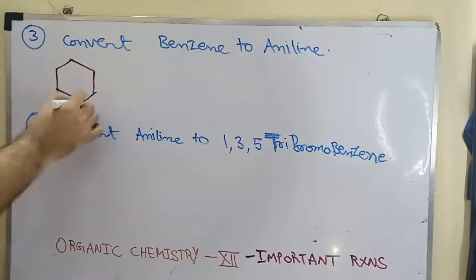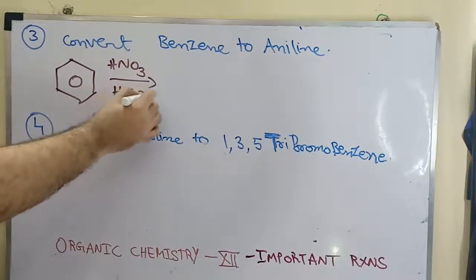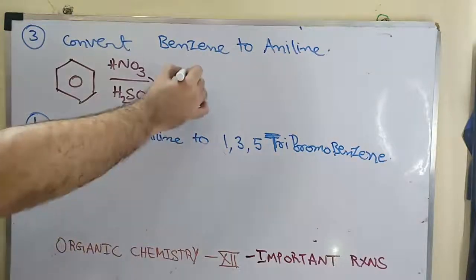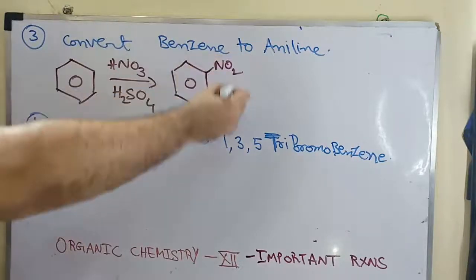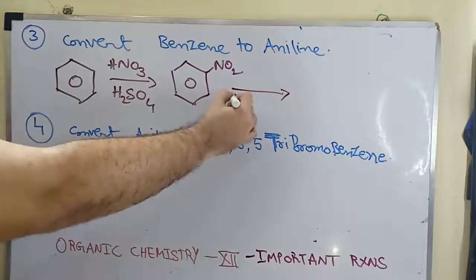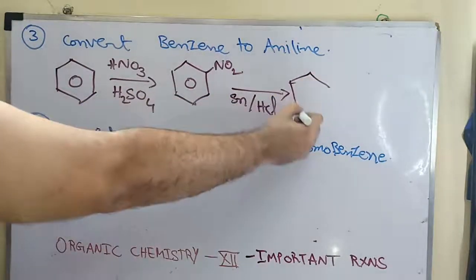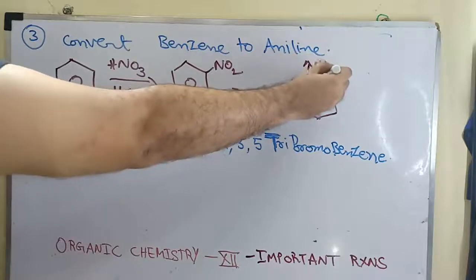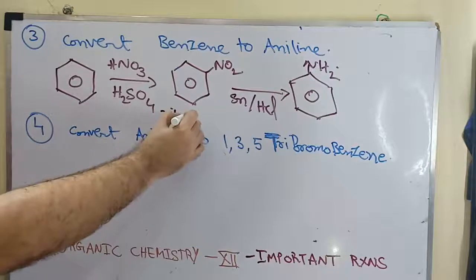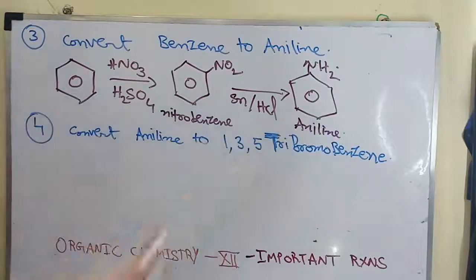That's the first part. So let's take benzene and treat it with nitration mixture, HNO3 and H2SO4, that is the mixture of nitric acid and sulfuric acid, which is called nitration mixture. It will generate nitrobenzene. And the nitrobenzene is further treated with a mixture of tin and HCl, which is a good reducing agent. It will convert nitrobenzene to aniline. So this is nitrobenzene and this is aniline.